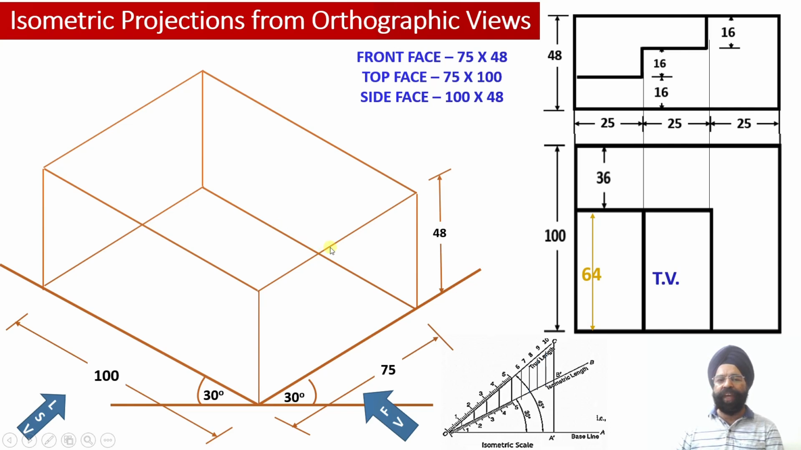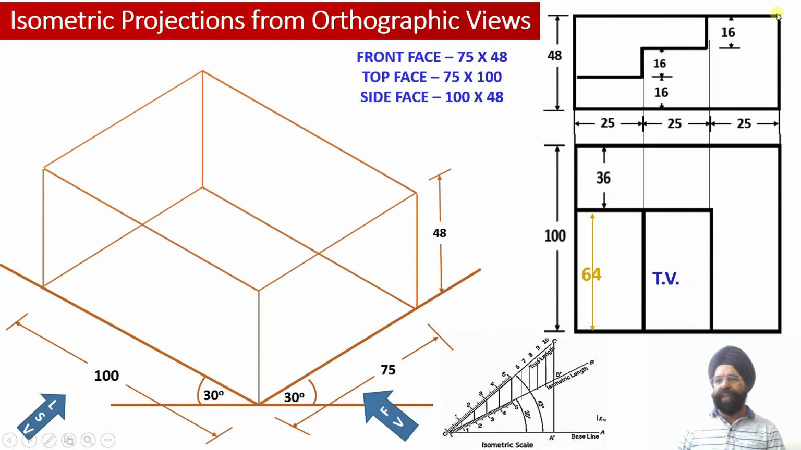So this way we can see that a rectangular prism has been located, and within this rectangular prism we are going to locate different parts of this particular solid whose orthographic projection has been provided to us. So this is the front view, this is the top view of the solid.